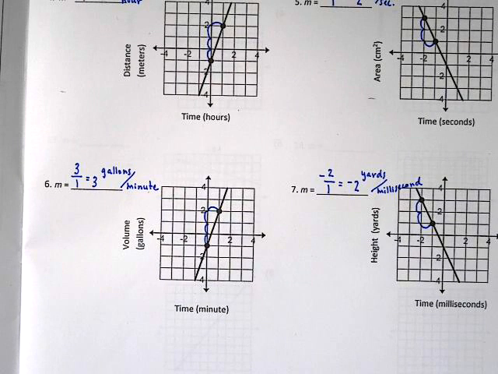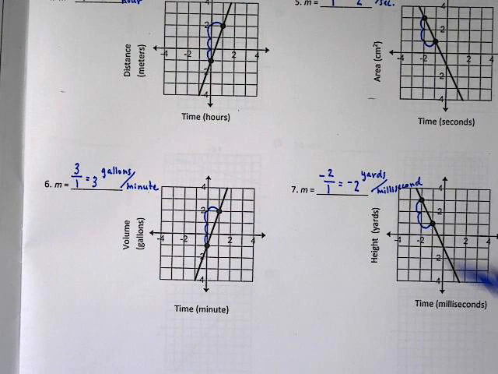So the idea here, there's really 2 big ideas. One being able to find that slope if given a graph, and the second one then is to make sure you have correct units if they are given to you on the graph.